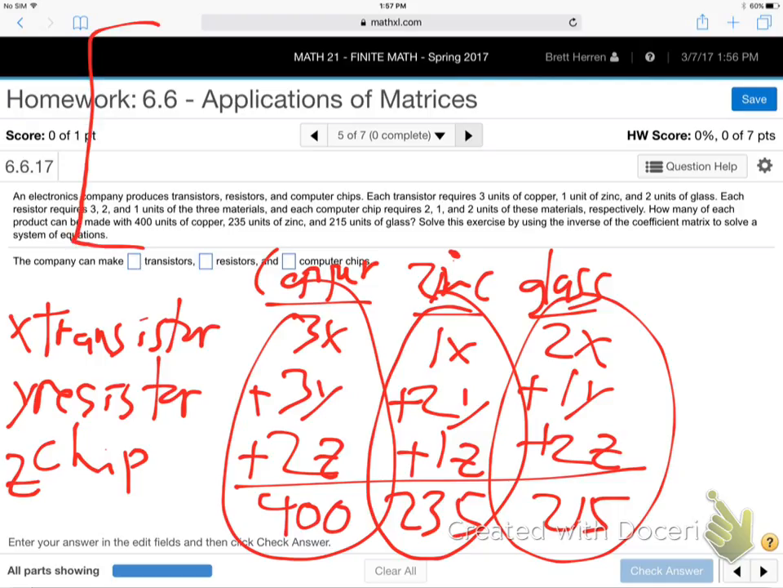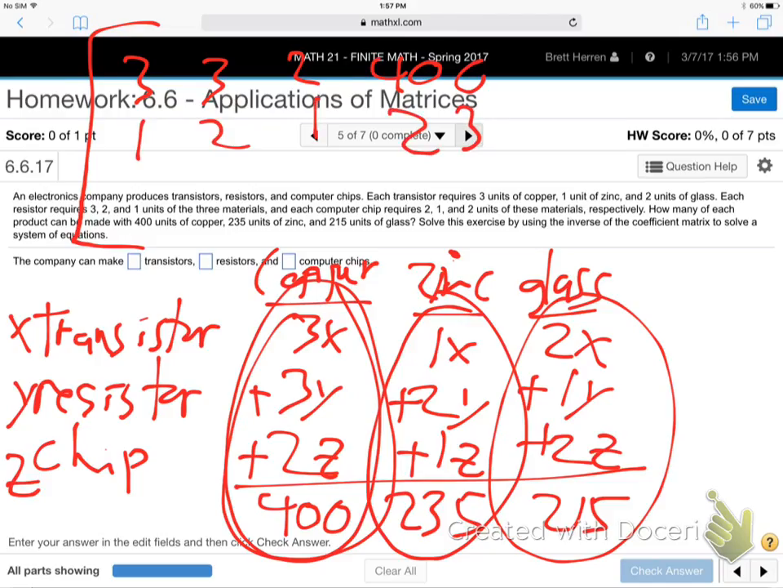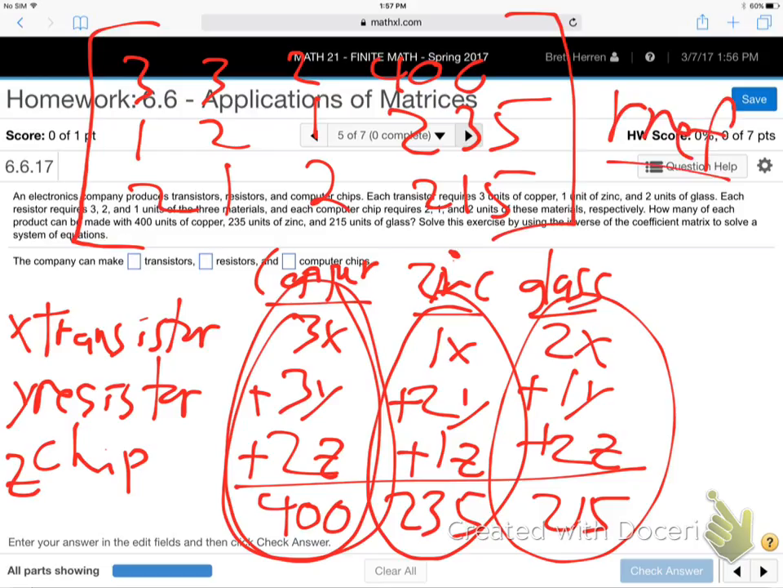In other words, this guy will have to go across the top: 3, 3, 2, 400, and then this guy in the middle: 1, 2, 1, 2, 35, and 2, 1, 2, 215. And I would just do RREF because it's quicker.